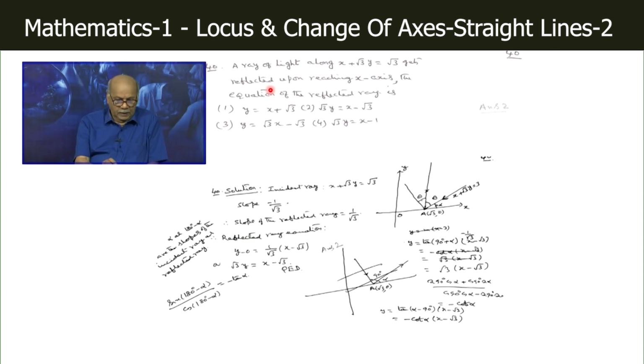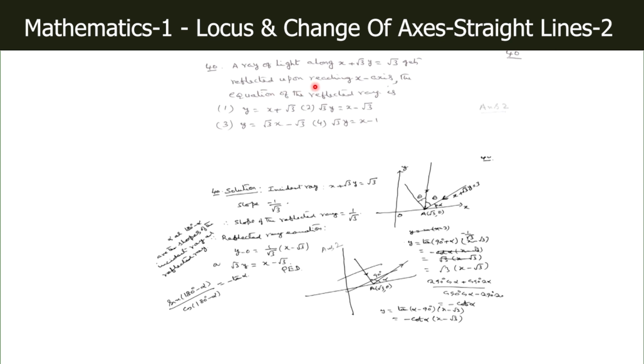Next, a ray of light along x plus root 3 y is equal to root 3 gets reflected upon reaching the x-axis. The equation of the reflected ray is: option 1, y is equal to x plus root 3; option 2, root 3 y is equal to x minus root 3; option 3, y is equal to root 3 x minus root 3; and option 4, root 3 y is equal to x minus 1. See the figure. The incident ray is x plus root 3 y is equal to root 3. The slope of this incident ray is minus 1 by root 3. The slope of the reflected ray is 1 by root 3.